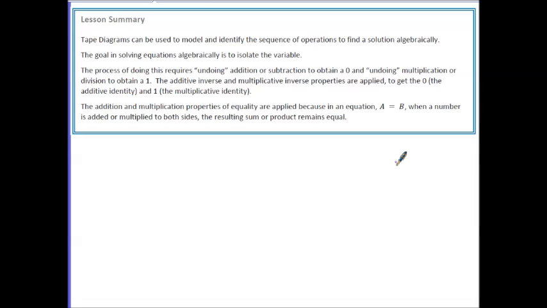So as I said in the beginning of the lesson, you need to have this example available because you're going to be using it tomorrow for our group activity.